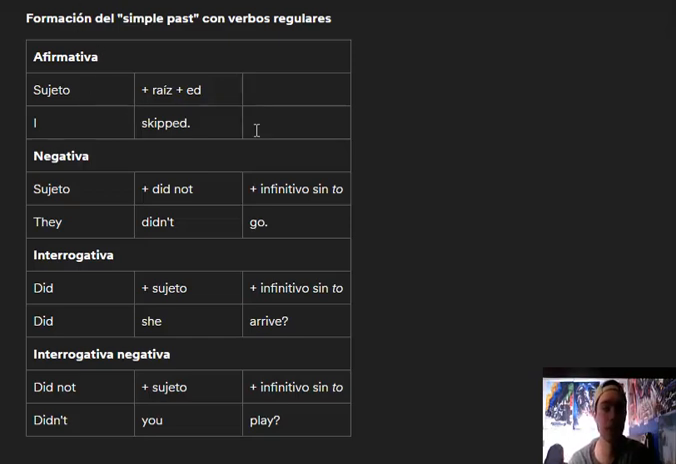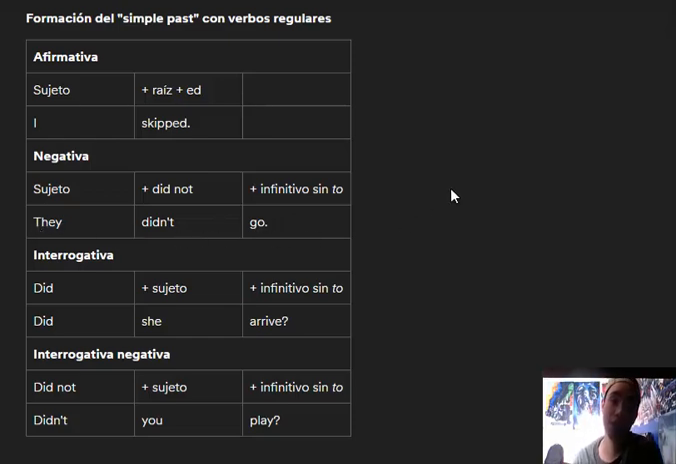Like we can see in this example, the subject is I, then we use the verb skip and we add ed, so we skipped. Then on the negative form, we have the subject that it's they, and we add the did. Well, we use do. In the past form, it's did, so we add the not because it's negative. So we have the didn't, and then the verb without its past form. So it's they didn't go.